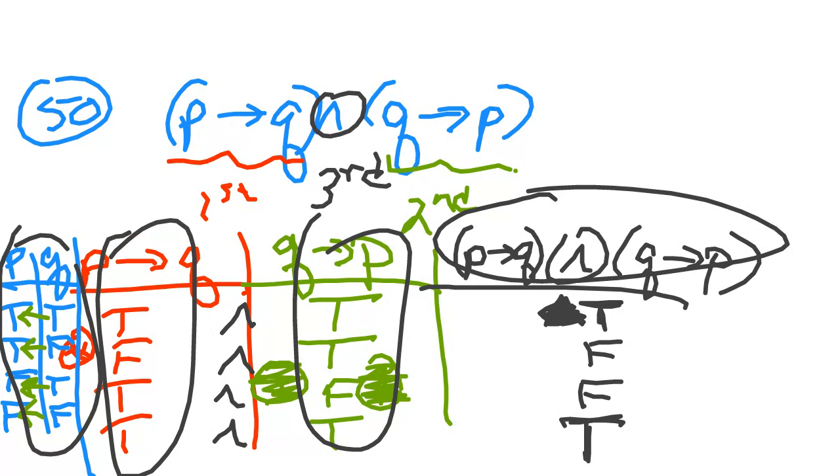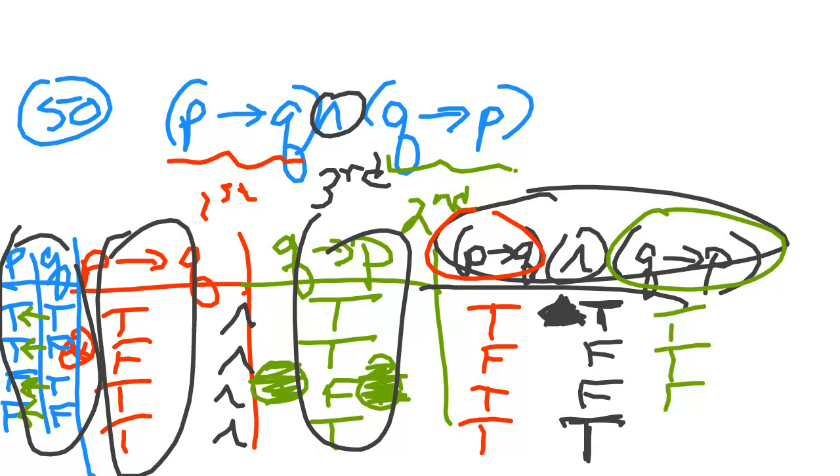If you were printing this off or working this out on separate paper, what you could do is, for P implies Q, that is true, false, true, true. I could just write that under here, true, false, true, true, because that's my red one. And then I could write my green one. If Q then P is true, true, false, true. I could write it right here.